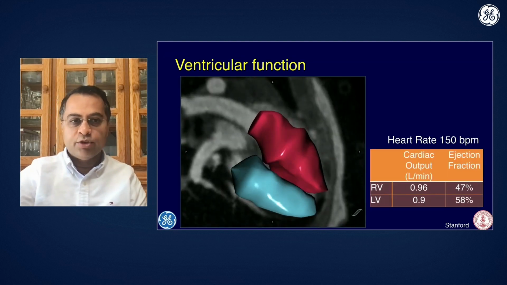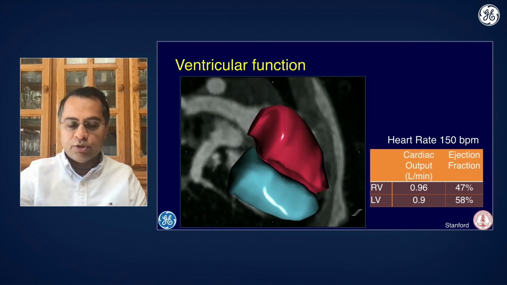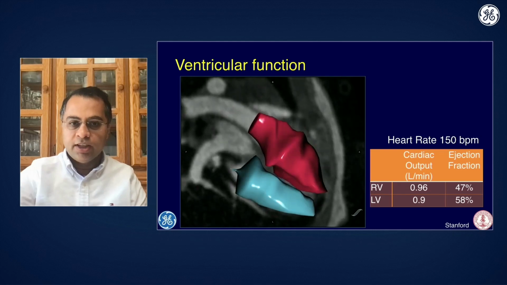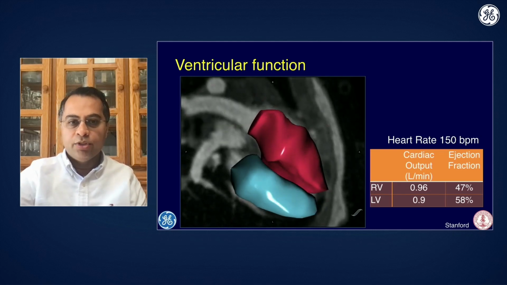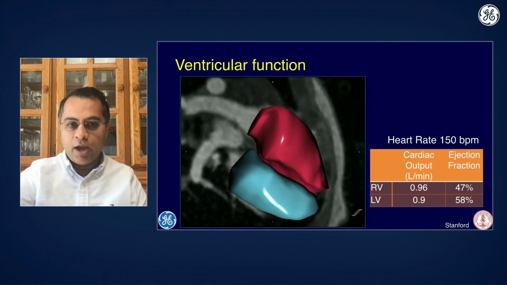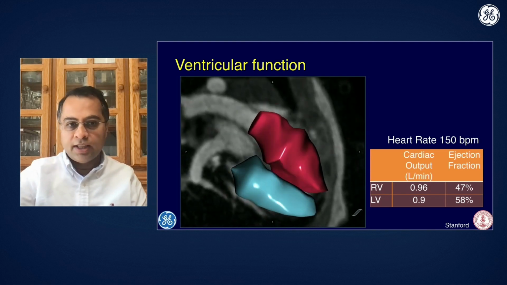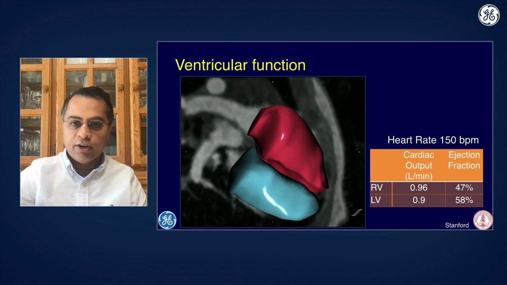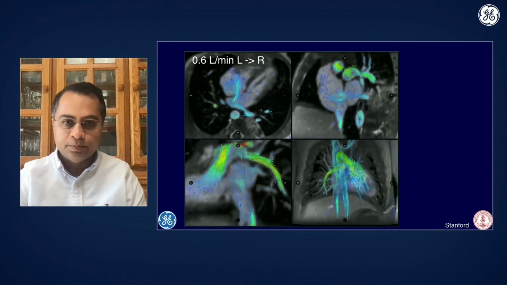Similarly, we can obtain ventricular function from these exams. I talked first about flow, and you saw how that was calculated. But similarly, on these 4D flow acquisitions, we can segment out the ventricles, both right and left in this case, and determine the cardiac output and ejection fractions. In this particular case, I'll note that the heart rate was exceptionally high, 150 beats per minute, but we're still getting very good image quality.